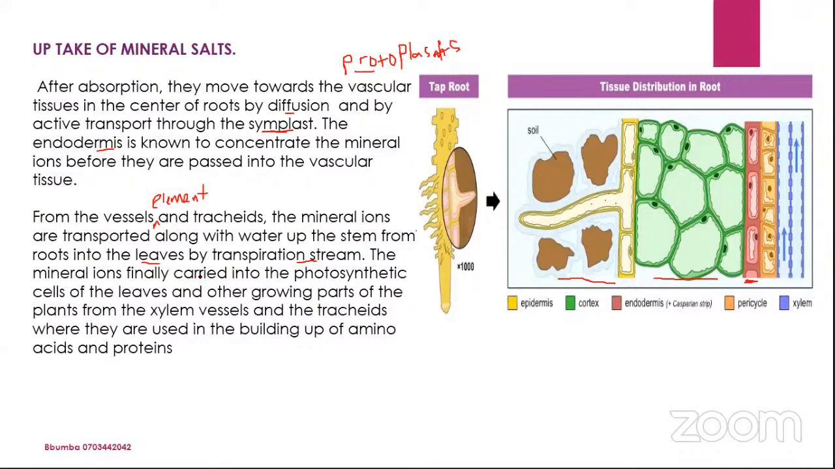Now, the mineral ions are finally carried into the photosynthetic cells of the leaves and other growing parts of the plant, that is from the xylem vessels and the tracheids, where they are used in building up amino acids and proteins. You eat these plants and you get proteins, you eat beans. So how are these proteins built up? It's after some of these minerals have been taken from the soil up to the plant.